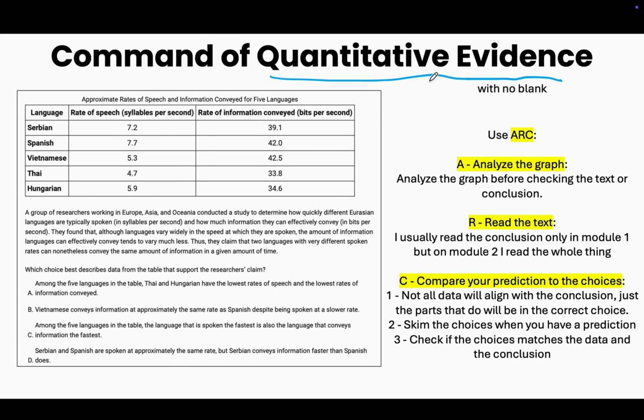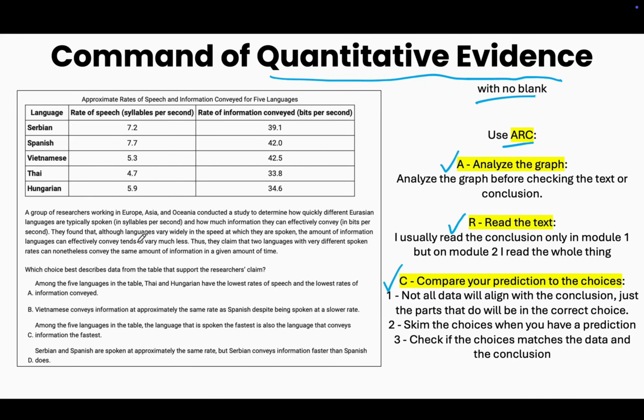The first command of quantitative evidence question I'll talk about is the ones without the blank at the end. For these, I use the ARC method, which is to analyze the graph, read the conclusion, create a prediction, and compare it to the choices. Let's first analyze the table.